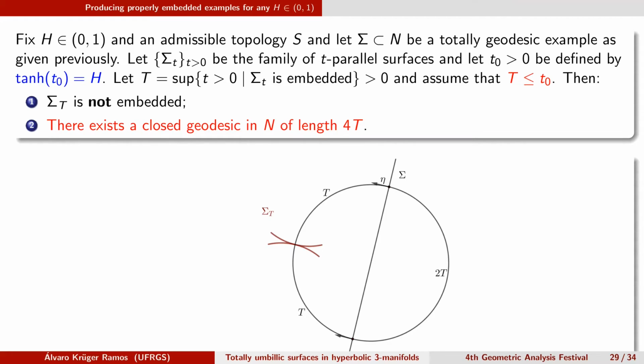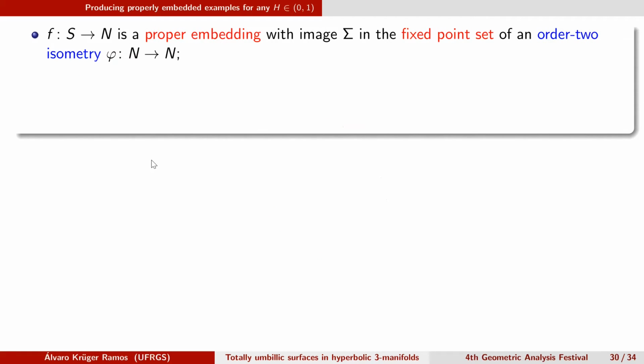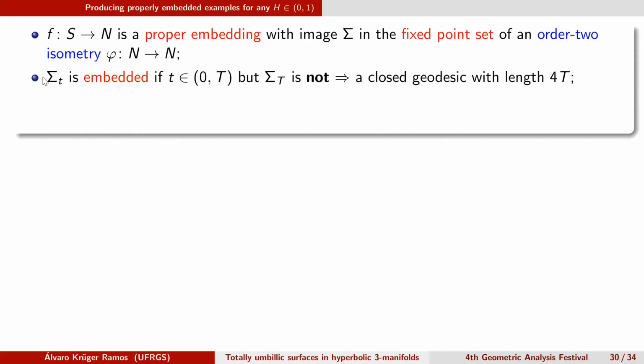Okay, how do we use this closed geodesic here? Let's give some recapitulation here. You have a proper embedding with image sigma, which is totally geodesic in the fixed point set of an order 2 isometry. We know that the parallel surfaces are embedded in this range, but in the boundary of the range sigma capital T is not embedded, and this generated a closed geodesic with length 4 times T.